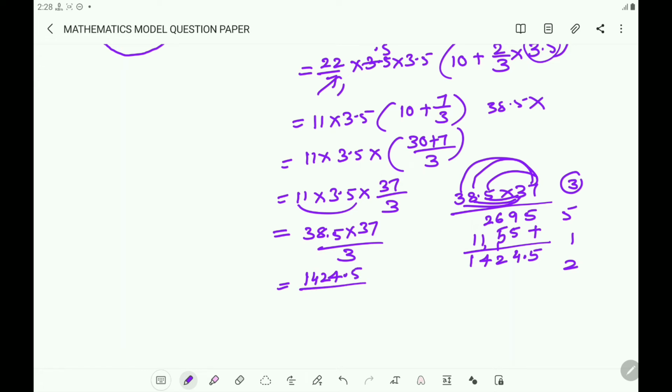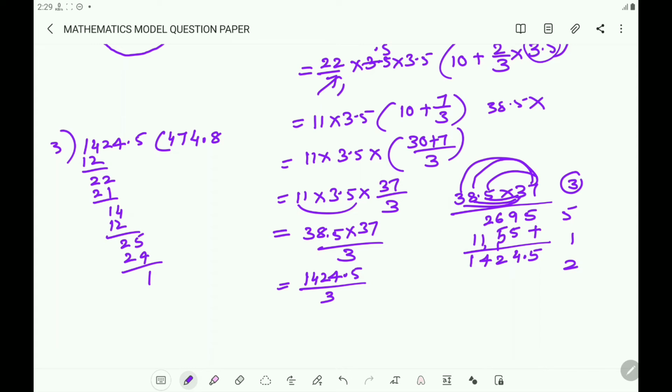So write 1424.5 divided by 3. Then you divide it by 3. 3 4s are 12, 2 2. 3 7s are 21, 1 4. Again 3 4s are 12, 2 5. You write point. 3 8s are 24, 1 is remaining.